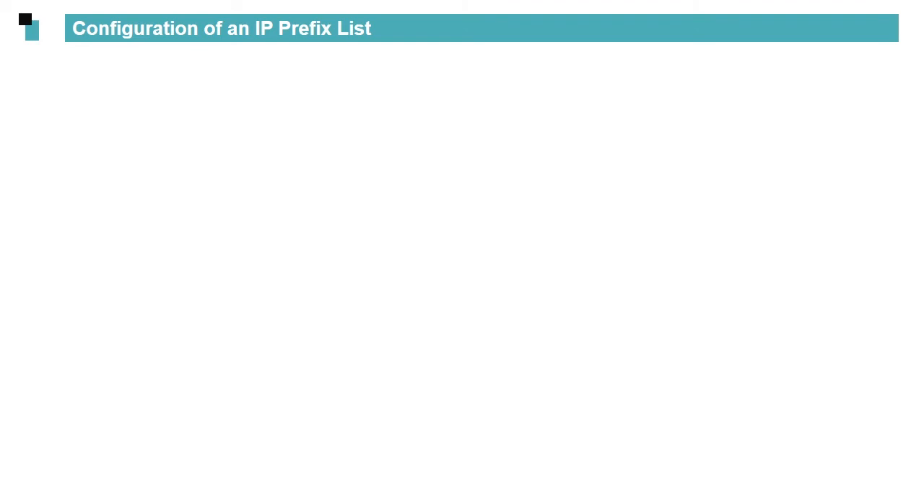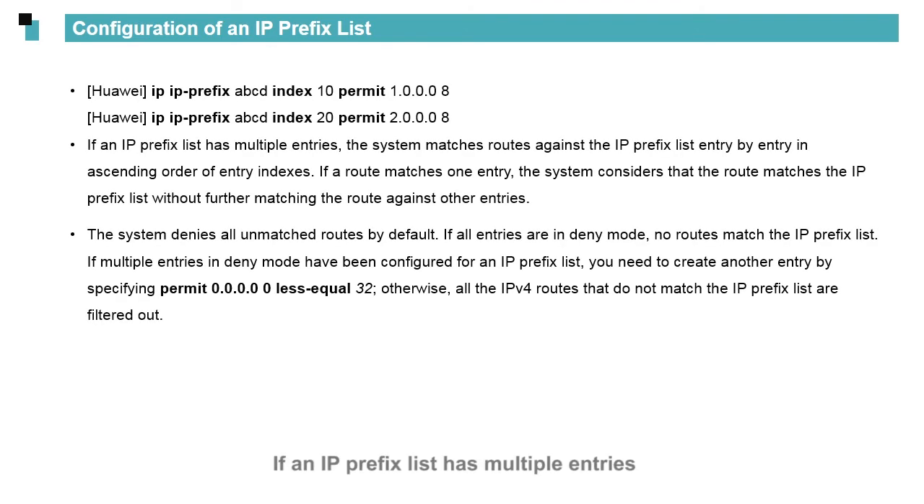If an IP prefix list has multiple entries, the system matches routes against the IP prefix list entry by entry in ascending order of entry indexes. If a route matches one entry, the system considers that the route matches the IP prefix list without further matching the route against other entries.